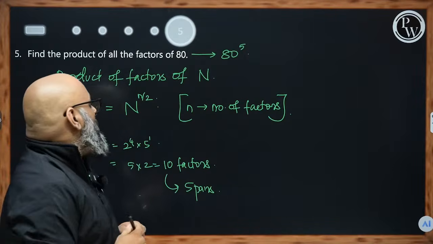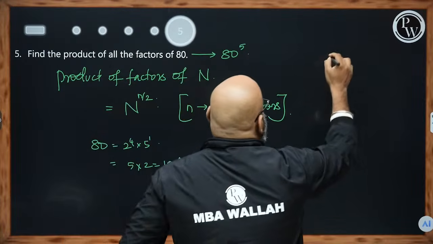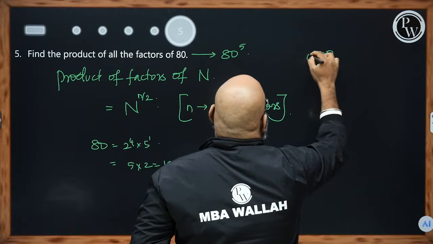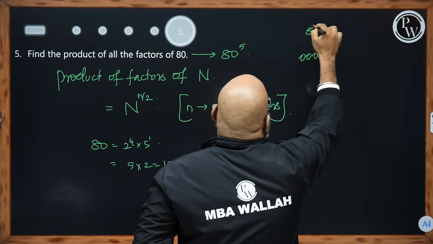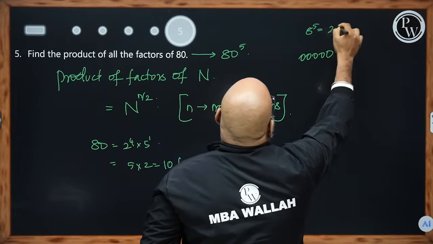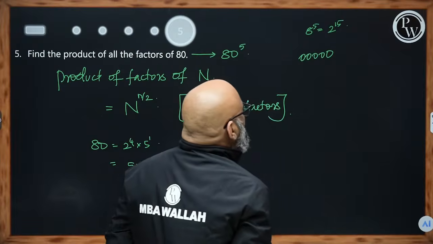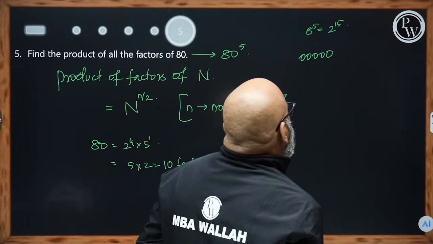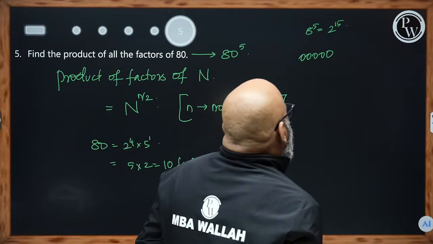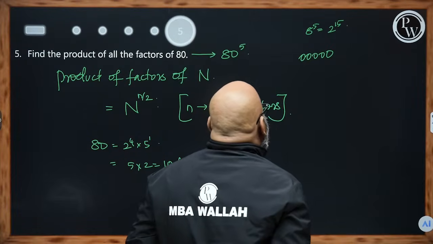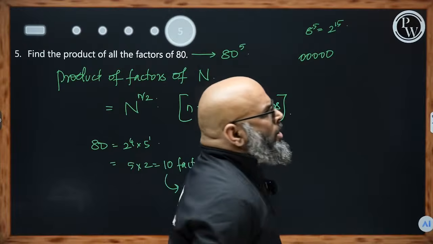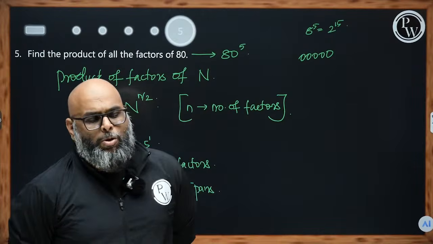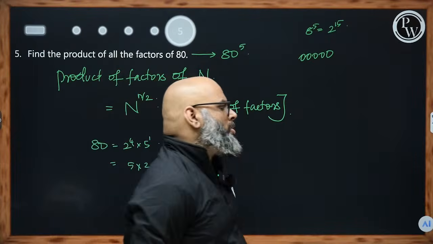I don't know what 80 power 5 is. 0, 0, 0, 0, 0. 8 power 5 is 2 power 15. Am I getting somewhere around... 2 power 8 is 256. 2 power 16 is 65536.